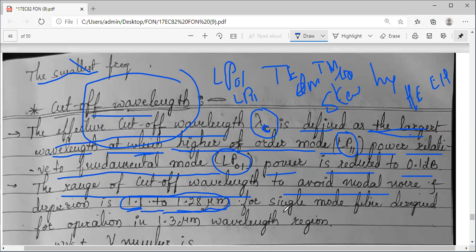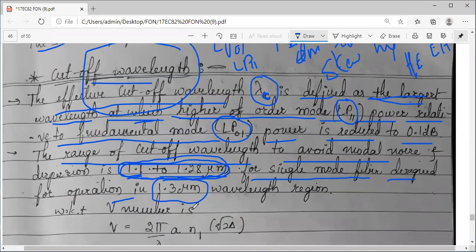I am talking only about single mode fiber. I am not including the multimode. I am talking about the single mode where only one ray is propagating through the fiber. It is actually designed for operation in the 1.3 micrometer wavelength region. The region is 1.3 micrometer. Within that, however, the cutoff wavelength should be between 1.1 to 1.28 micrometer.